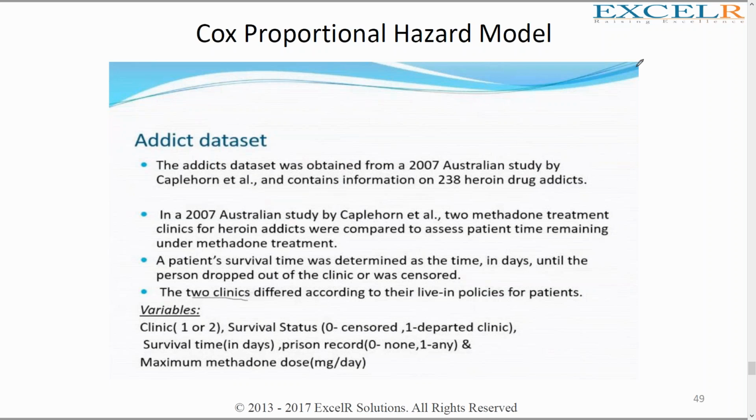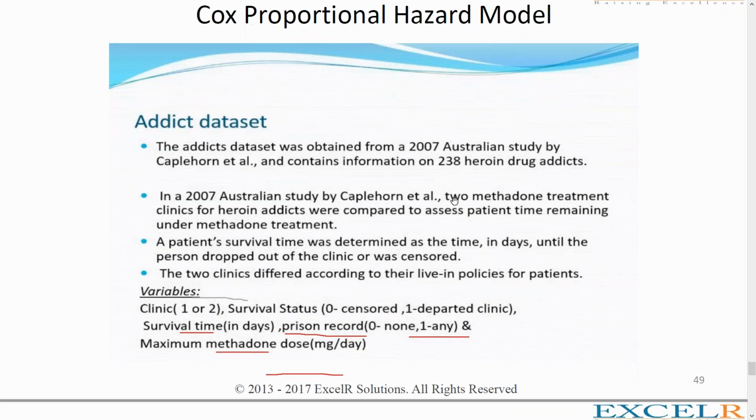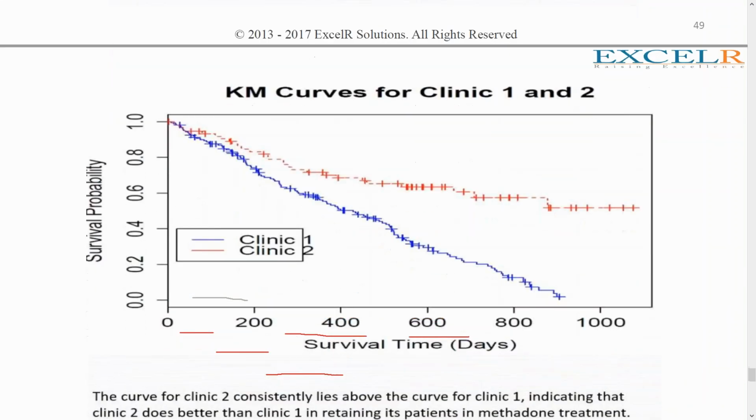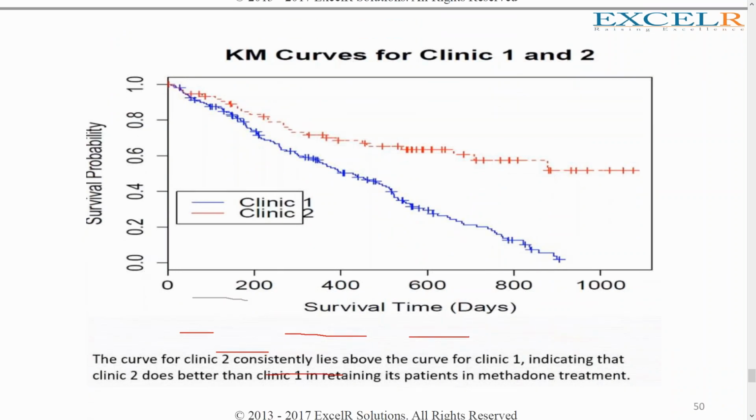So two clinics are being analyzed using various factors. Clinic 1 and 2, survival status, censored, departed from clinic means he has come out of the addiction. Survival in days, and yeah, maximum dosage is also given here. So clinic 1 and clinic 2, if you look at this, in this case clinic 2 is better when compared to clinic 1.